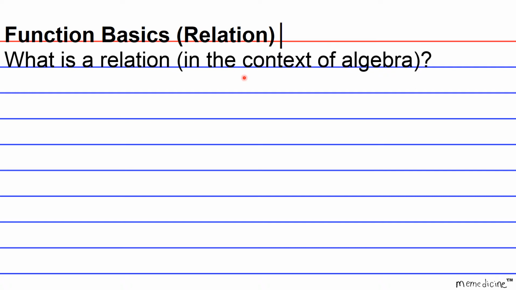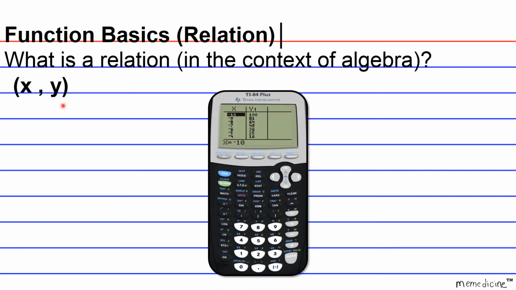Okay, so a relation is a set of ordered pairs, and in the world of algebra, we usually refer to an ordered pair as x and y, x being the input or independent variable, and y being the outcome of this relation or the dependent variable, okay? And there are a number of ways to represent a relation, but specifically in Algebra 2, they're represented by a table that lists ordered pairs.